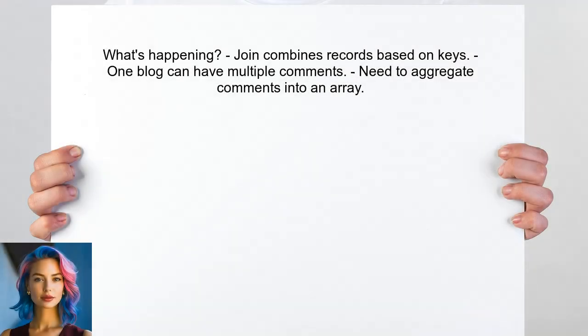So what's happening here? When you perform a join in Kafka Streams, it typically combines records based on keys. In your case, since one blog can have multiple comments, you need to aggregate those comments into an array instead of just taking the last one.